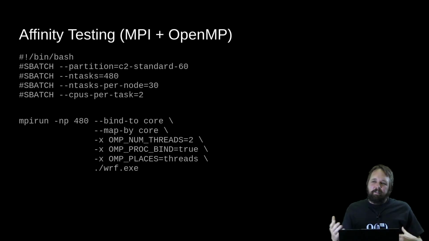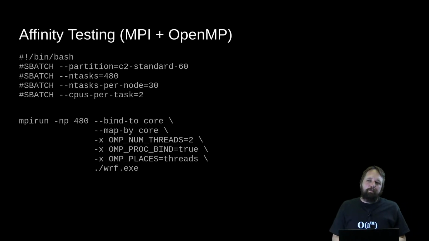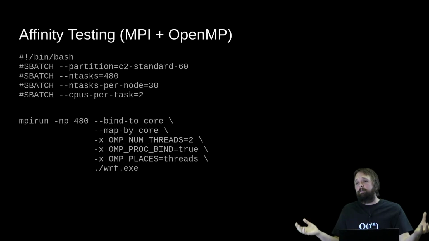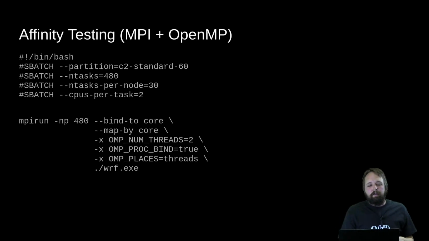In another case too, WRF has the option to build in a flavor, I guess you could call it, where you can have both MPI and OpenMP. So you have shared memory parallelism with OpenMP, and distributed parallelism with MPI. What this allows you to do, if I take that same layout, 30 tasks per node, 2 CPUs per task, and build WRF with MPI plus OpenMP, is give each MPI rank 2 OpenMP threads.